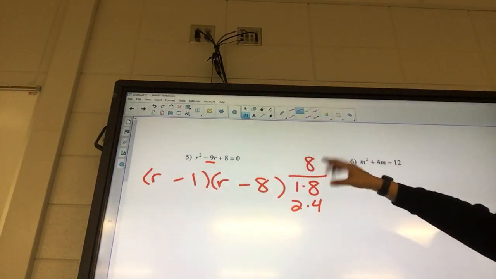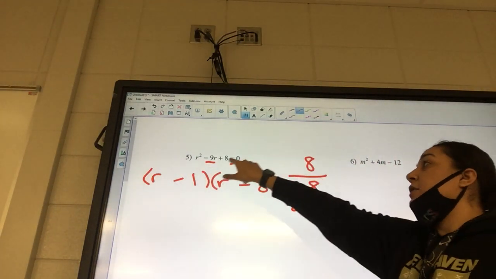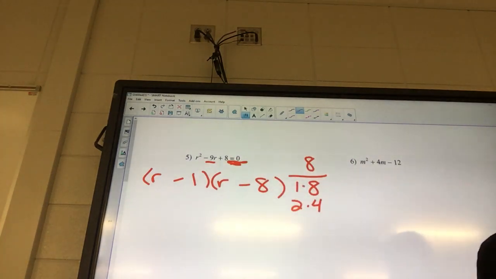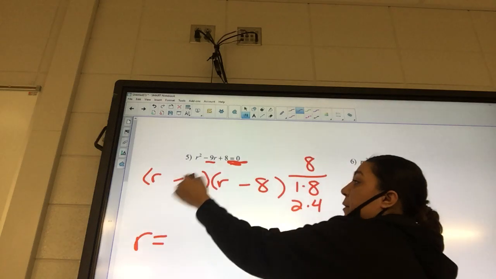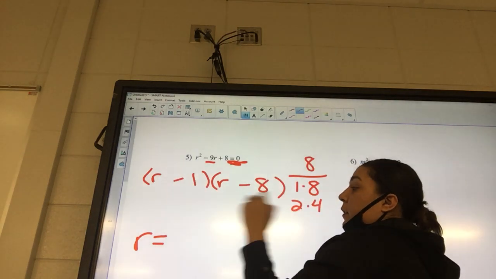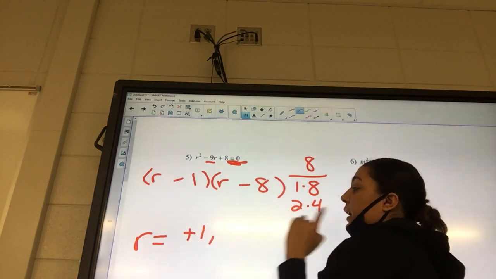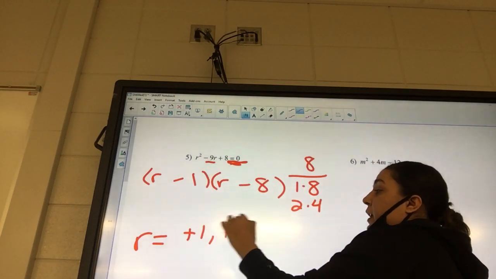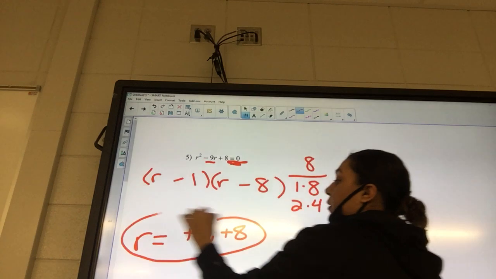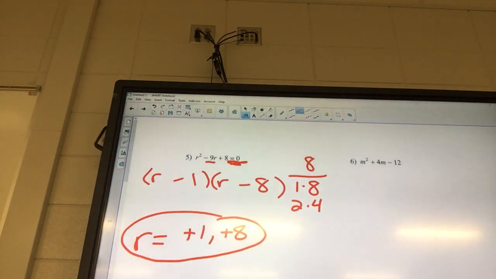This one says equals 0, so you need to pay attention today if it says equals 0 or not. So what are our legitimate answers going to be? x equals the opposite. x equals plus 1, and for this one, x equals plus 8. You really don't need to say x equals this and set it to 0, but if you want to, go ahead. You just change the sign and bring it down.